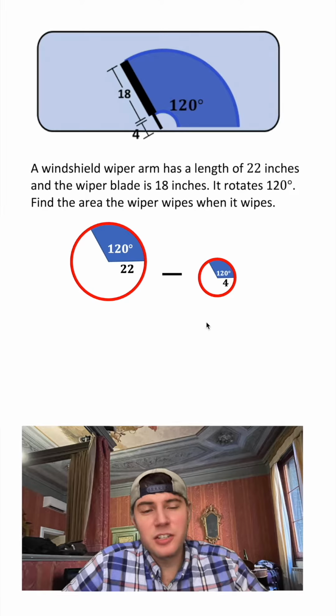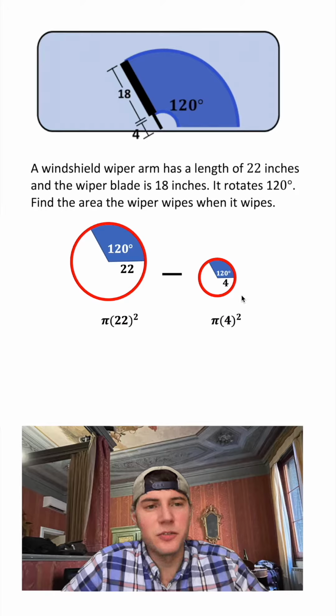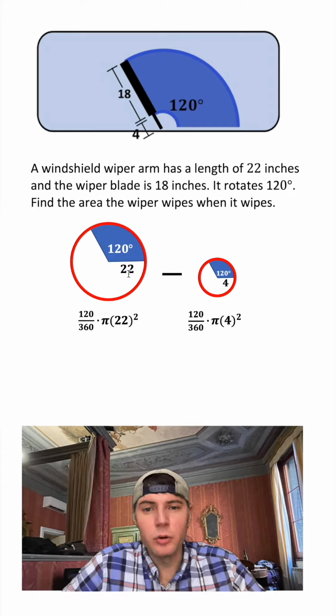The area of each of these circles is pi r squared. This one where the radius is 22 and this one where the radius is 4. But we're not doing the entire circle, we're only doing 120 degrees out of the total 360 degrees for both circles. And 120 over 360 can simplify into 1/3.